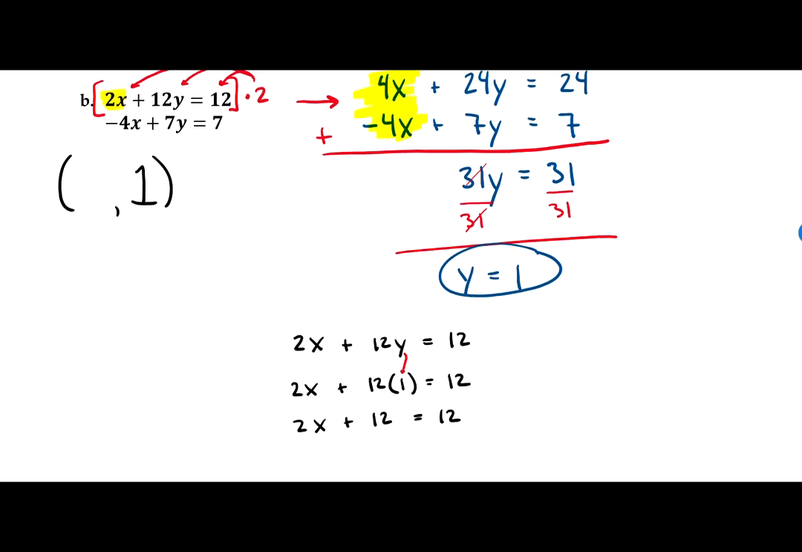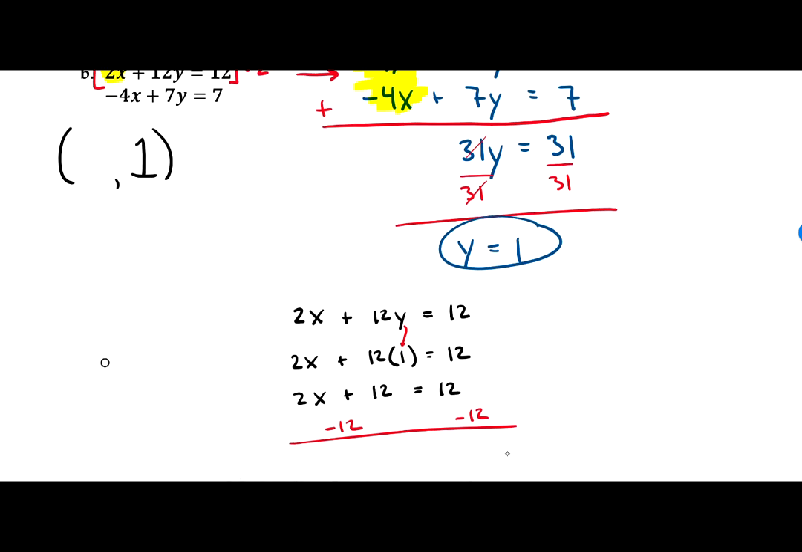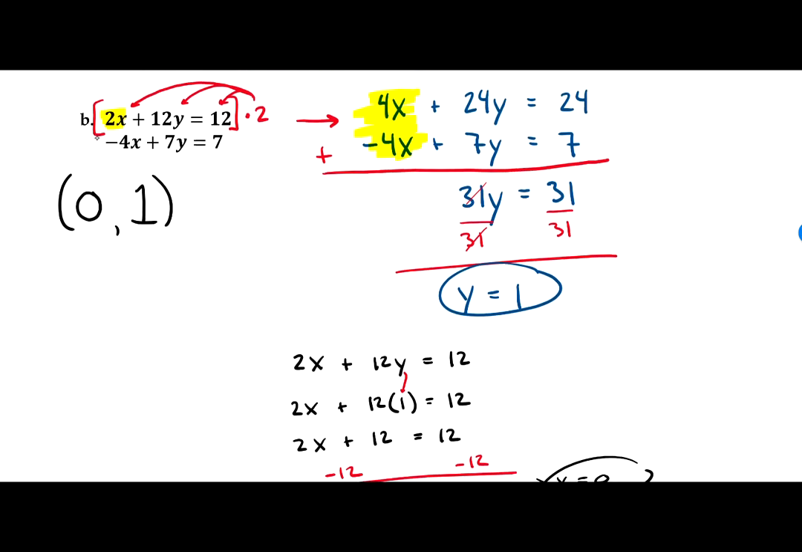Right? So we can subtract 12 from both sides of this equation. So we'll have 2x is equal to 0. If we divide both sides by 2, we get x is equal to 0. And that's the other half of our answer.